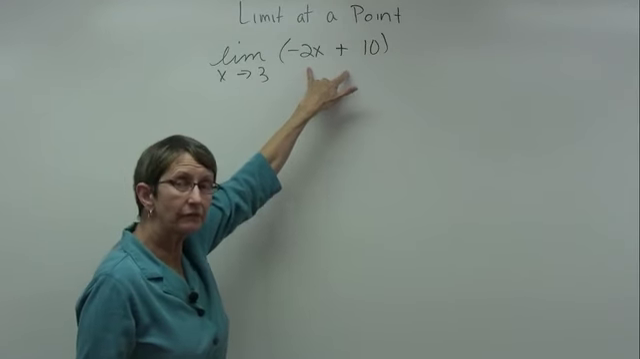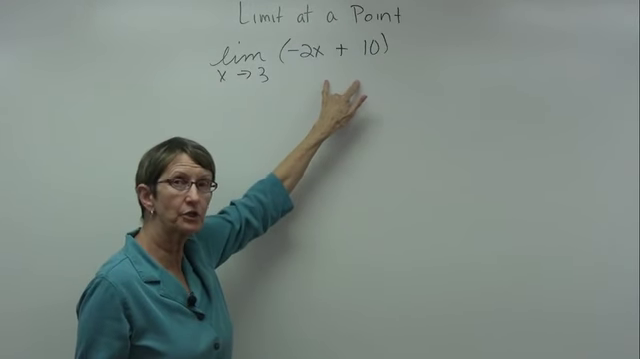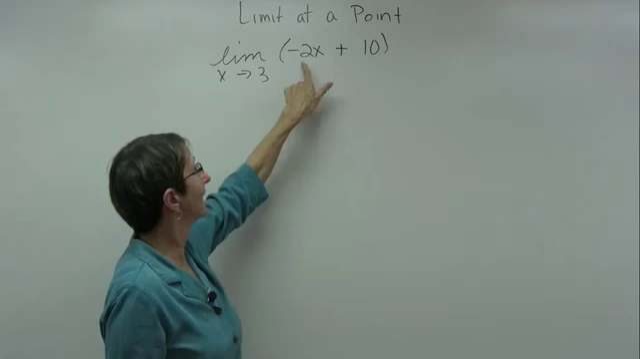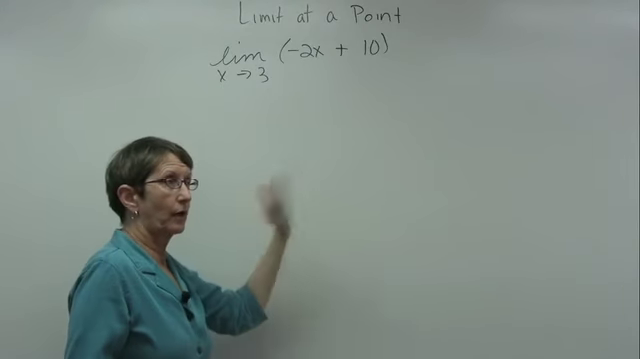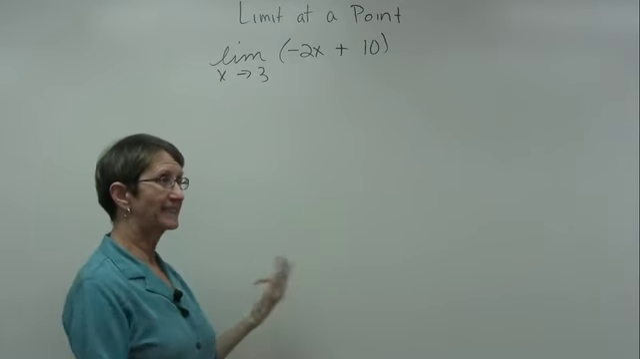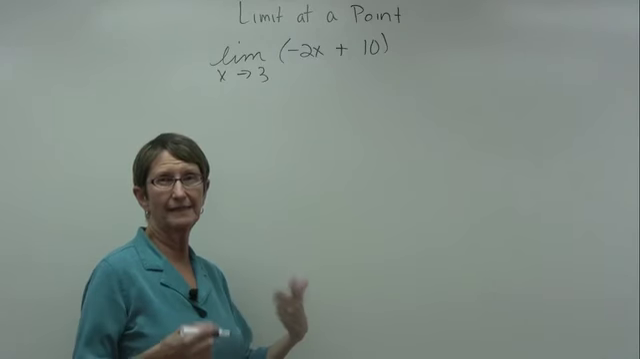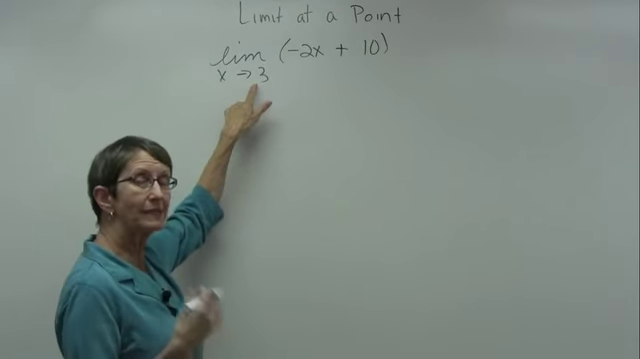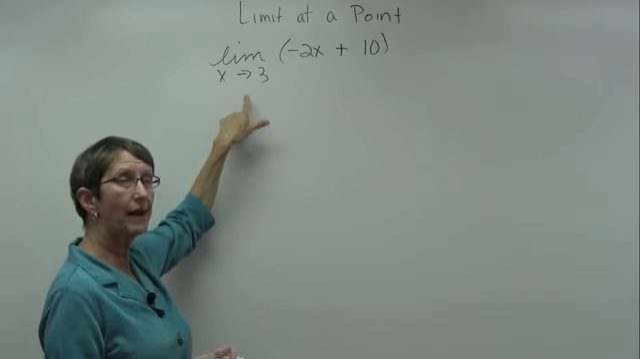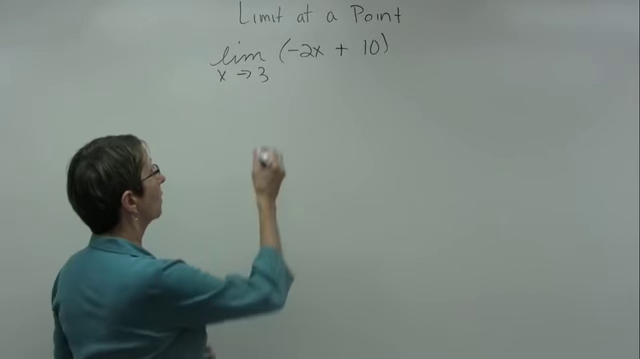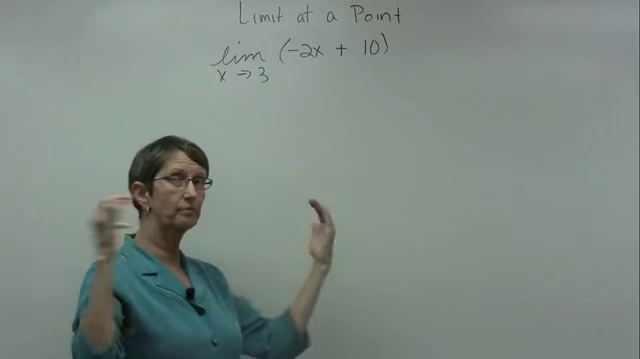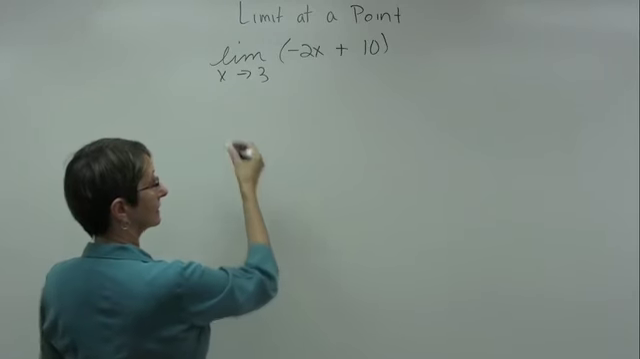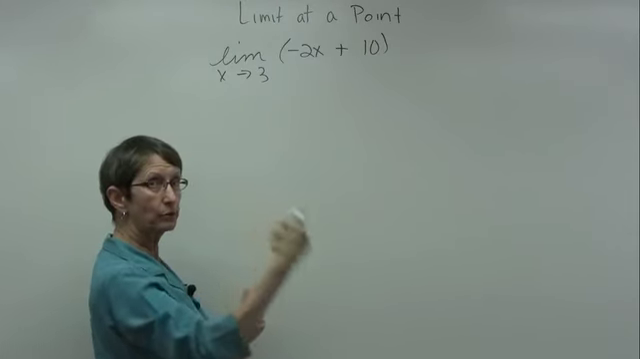Now notice that negative 2x plus 10 is a linear function. Remember, y equals mx plus b. So the graph would be a straight line. It doesn't have anything odd about it, no breaks, no jumps, not even any curves. So let's see what happens as we approach 3. If we want x to approach 3, what we have to do is approach 3 on both sides to see exactly what happens around 3.